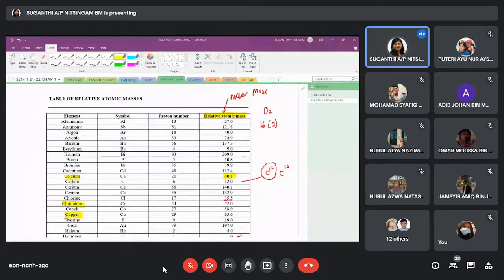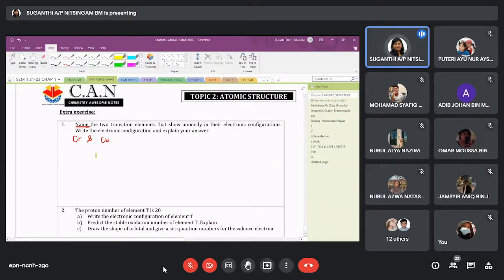Okay, wait. Chromium, let's see. Chromium. Okay, now let's have a look at the question. So now they say write the electronic configuration and explain.